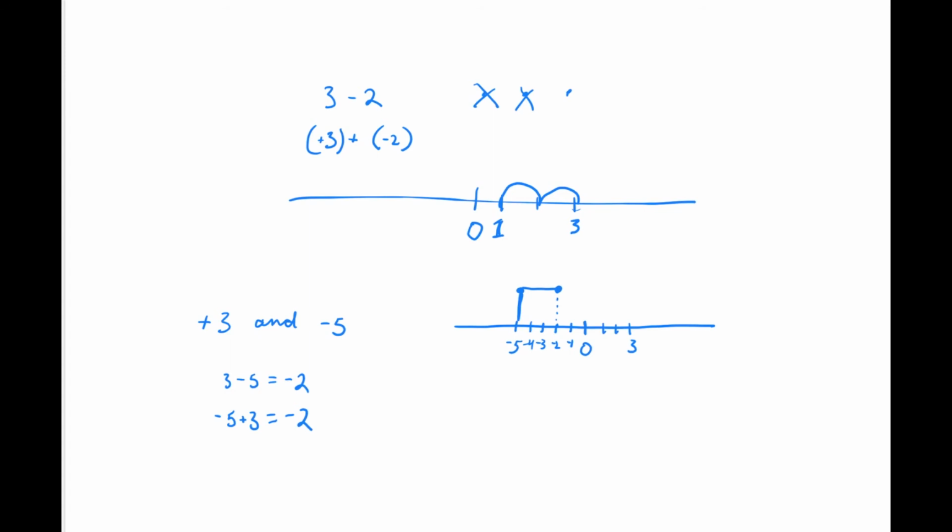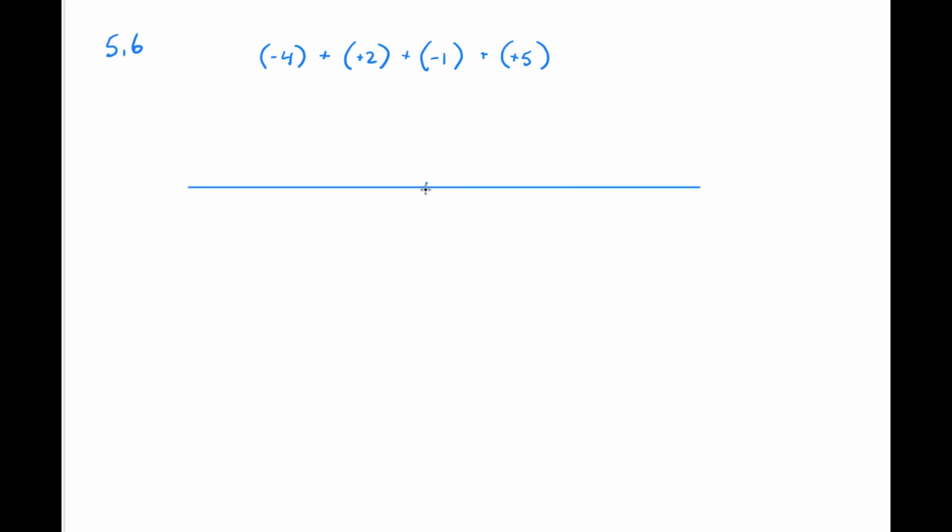Let's do another one. Let me clear this page. Let's do example 5.6. So we have negative 4 plus positive 2 plus a negative 1 plus a positive 5. We need to find our answer. So here's our number line. Let's put our 0 here. And let's go 1, 2, 3, 4, 5, 6, 7, 8, 9, 10 in each direction.